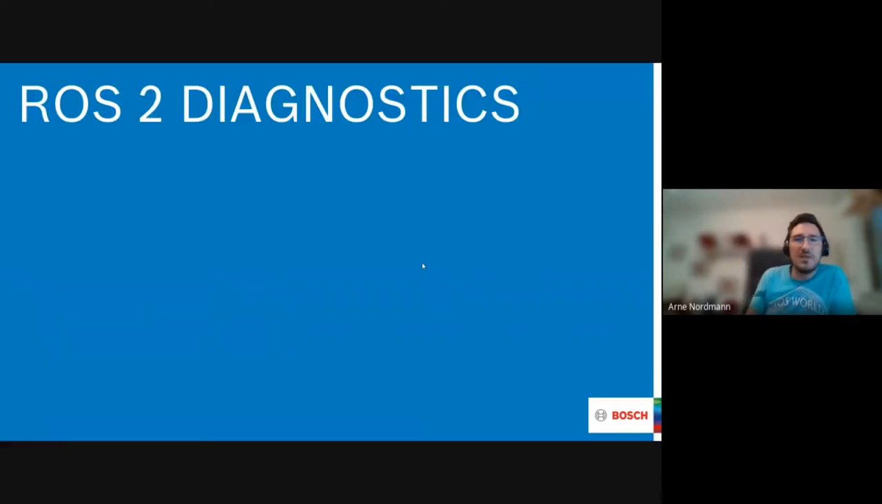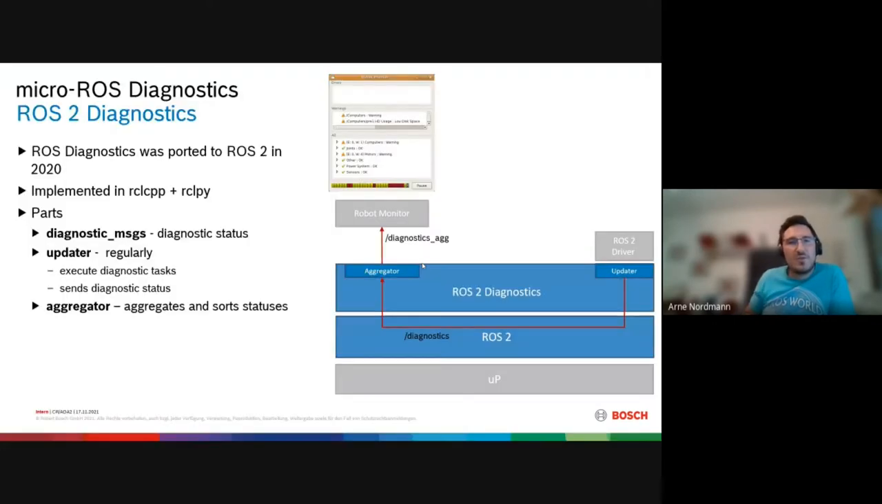So ROS 2 diagnostics, that is the diagnostics framework in the vanilla ROS 2. That was ported also within the micro-ROS project in 2020. I myself ported the aggregator. It's implemented in rclcpp and rclpy, and you can see the main parts on the right side. First of all, it defines its own message type that is within diagnostic messages. It's basically a diagnostic status and an array of diagnostic status messages. I will detail that on the next slide.